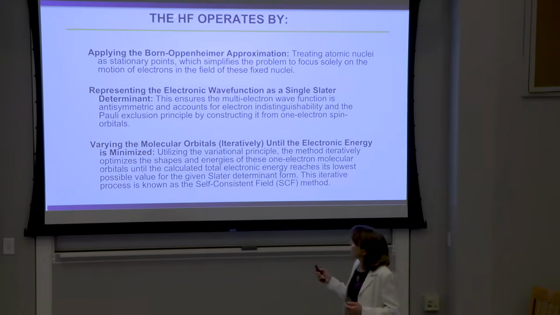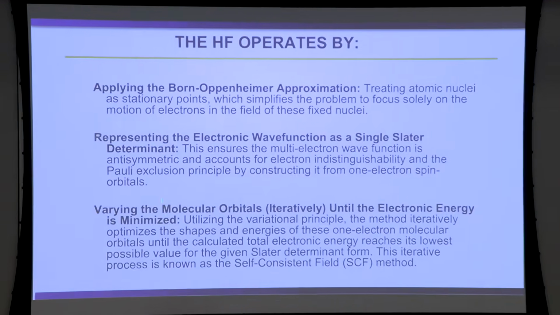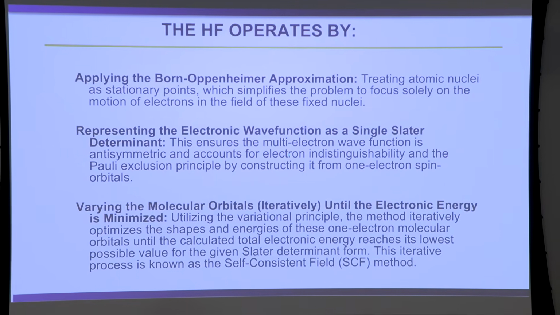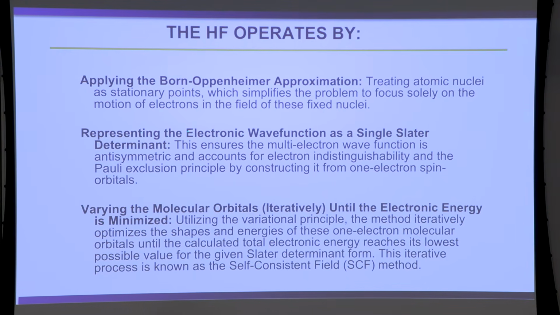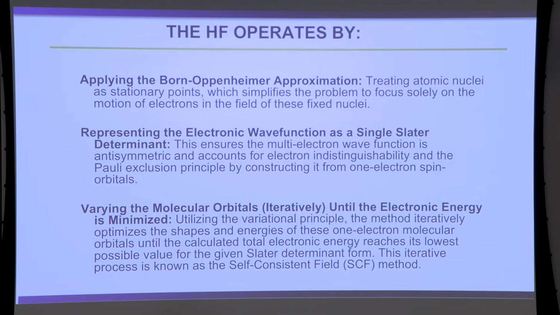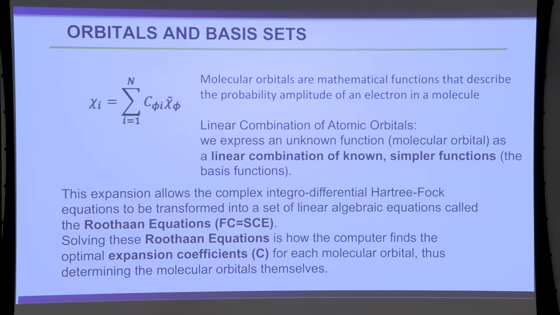So the last thing for this R3-FOC is what it does. The electronic wave function, as I showed you, is just a product. They do this determinant, okay? And then they vary the molecular orbitals until the electronic energy is minimized. So basically the method optimizes the shape and the energy of these molecular orbitals until they calculate the electronic energy. So if I go back here, basically what you're doing is optimizing this C in this equation, okay?